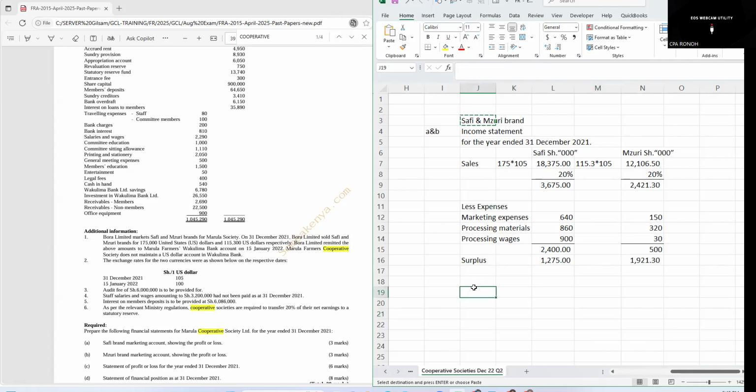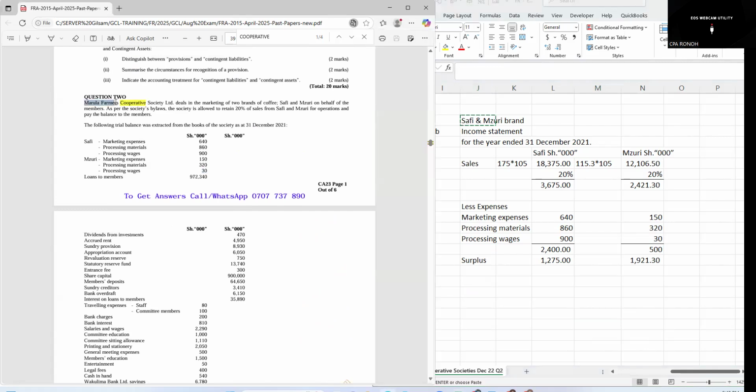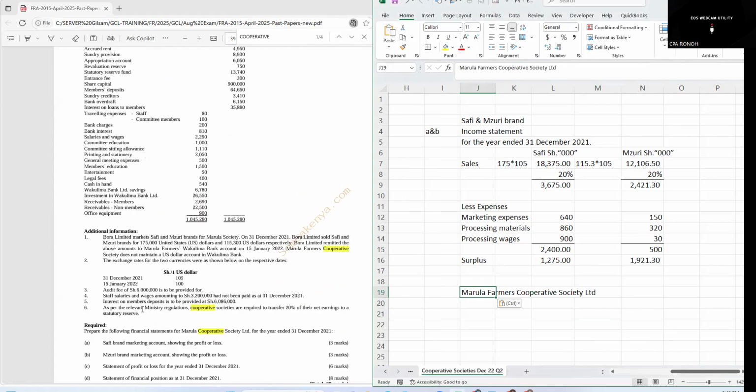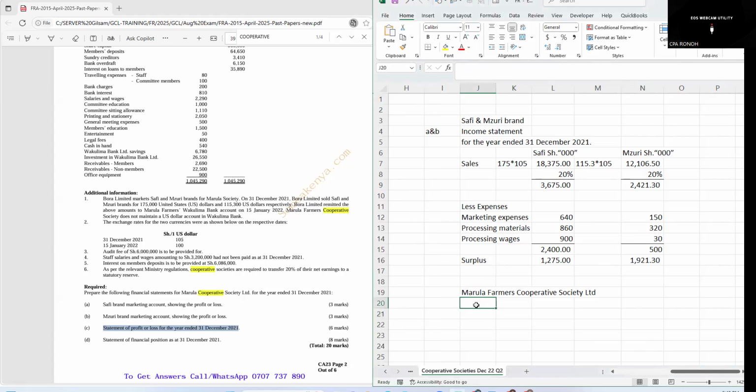The third part requires the company itself, which is Marula Farmers Cooperative Society Limited. They need the income statement or the profit and loss for the year ended 1st December. So we will pick the revenue, part of the Mzuri brand, which is our revenue for the Marula farmers.